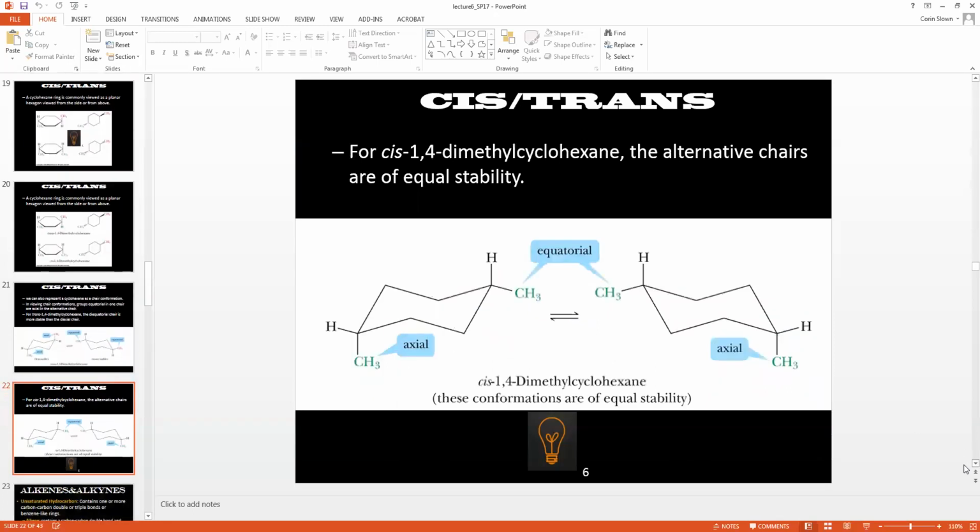For cis 1,4-dimethyl cyclohexane, the alternative chairs then are of equal stability. So notice I have one that's equatorial and one that's axial, and when I flip it, I still have one that's equatorial and one that's axial.